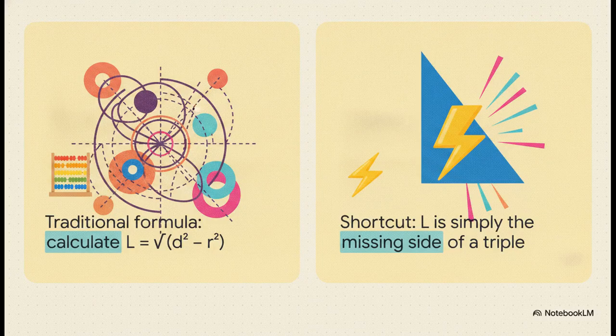Normally, how would we find L? We'd use the traditional formula, right? Treating d as the hypotenuse, we'd write L equals the square root of d squared minus r squared. But think about it. Squaring huge numbers, subtracting them, finding the root, romba tedious, illaya, it takes forever. Our shortcut completely bypasses all that messy math. It turns out L is simply the missing side of a known Pythagorean triple.